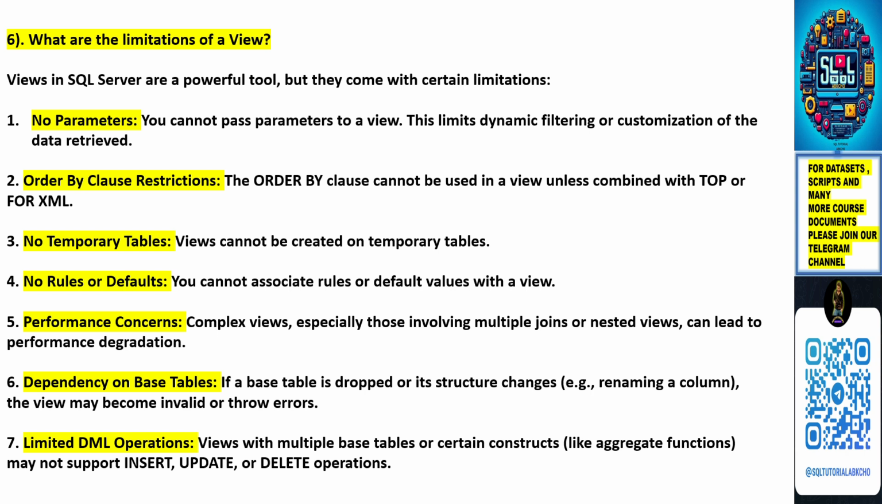Okay, now the sixth point, dependency on base table. So if a base table is dropped or its structure changes, for example renaming a column, the view may become invalid or throw an error. Okay. So basically the view is totally dependent on the base table, and if anything is affected on the base table, the view will be invalid and will throw an error while executing.